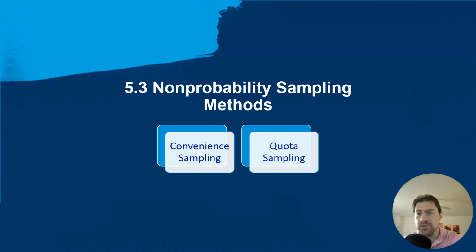All right, so this is section 3 of chapter 5, in which we will cover the topic of non-probability sampling. And we'll talk about two types of non-probability sampling, which includes convenience sampling and quota sampling.